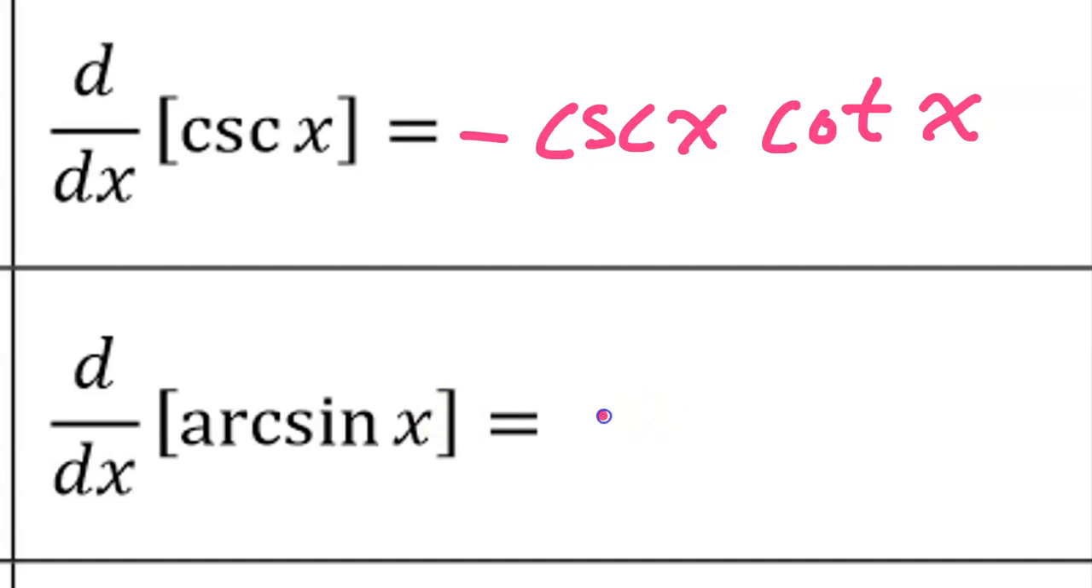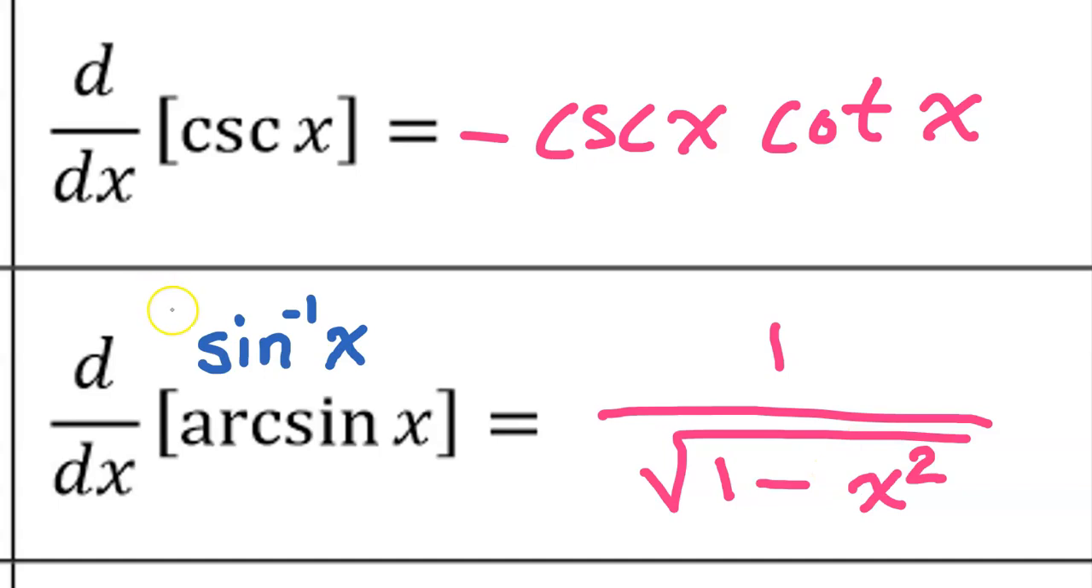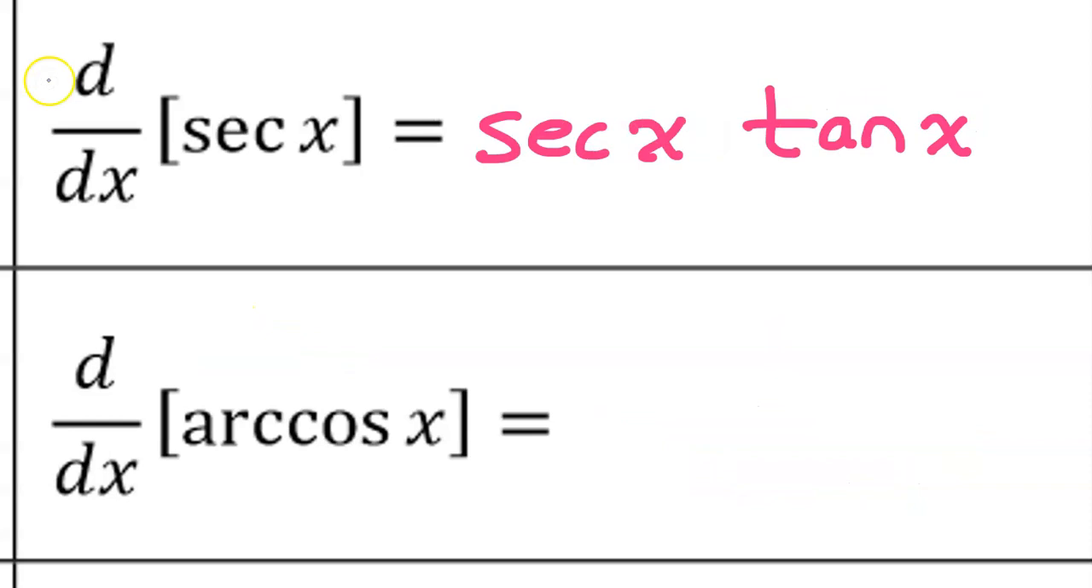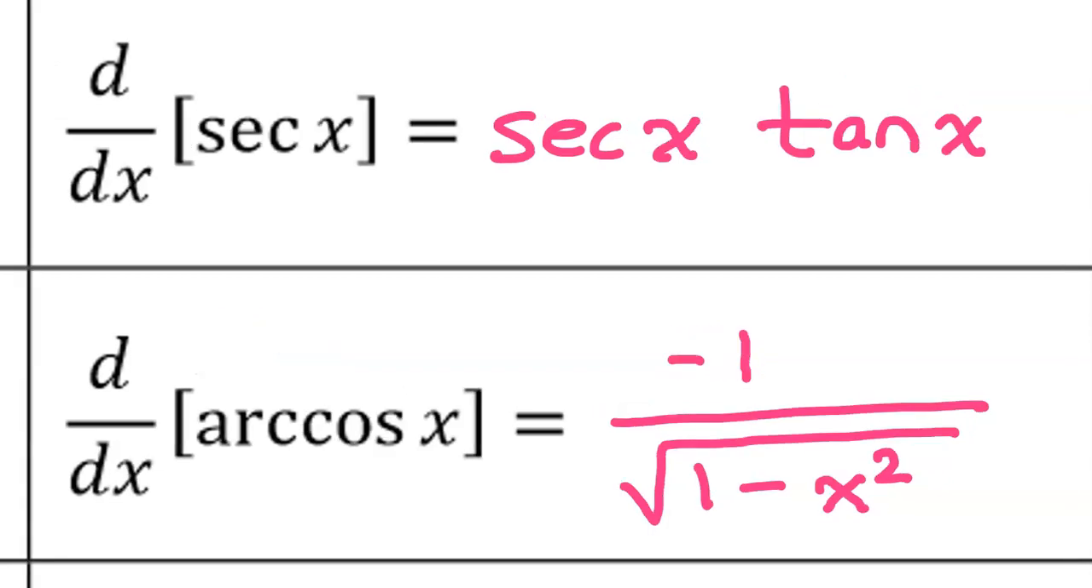The derivative of arcsine is 1 over the square root of 1 minus x squared. Please note that arcsine and inverse sine are the same thing. What about the derivative of arc cosine? It's going to be exactly the same as the derivative of arcsine, except it will have a negative 1. So here is the derivative of arc cosine. Arc cosine is the same thing as inverse cosine.